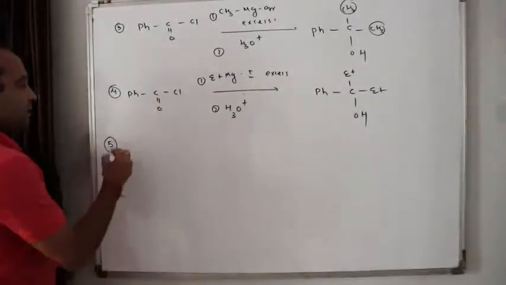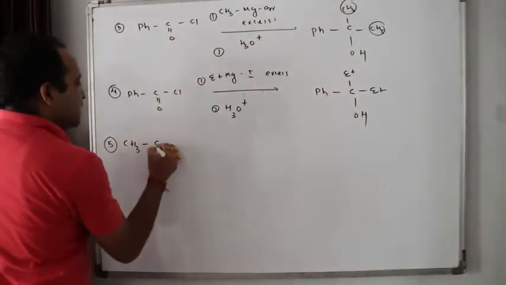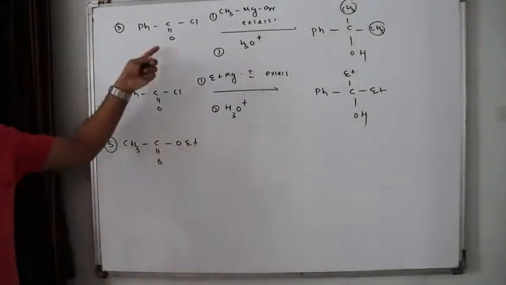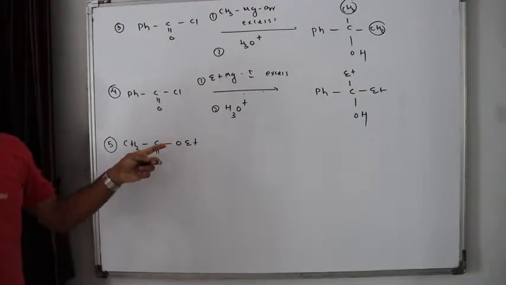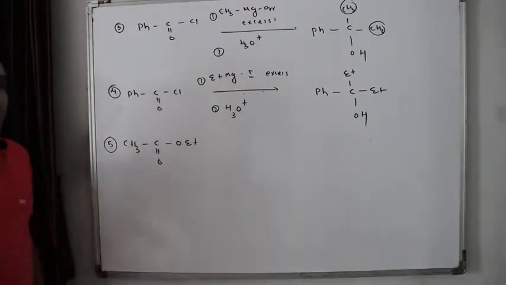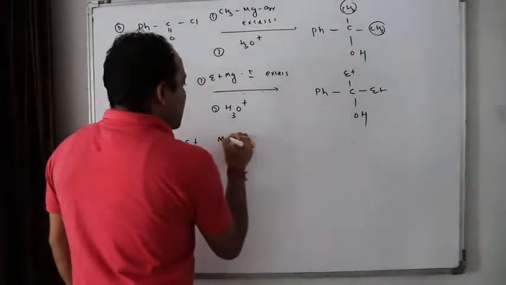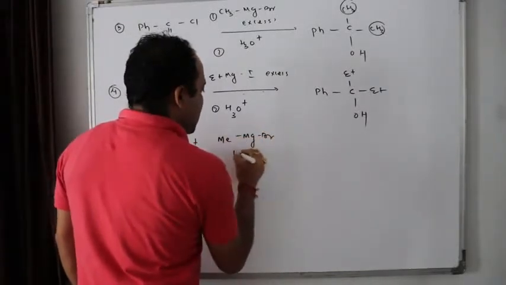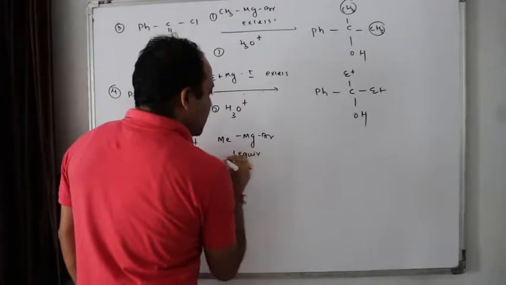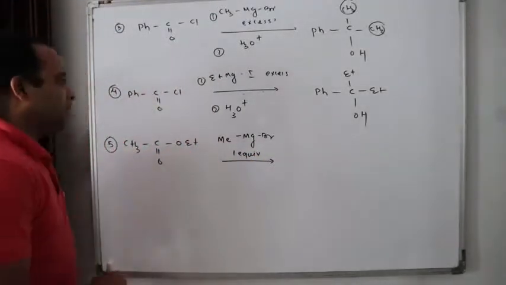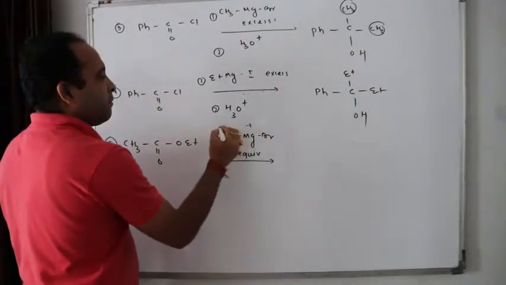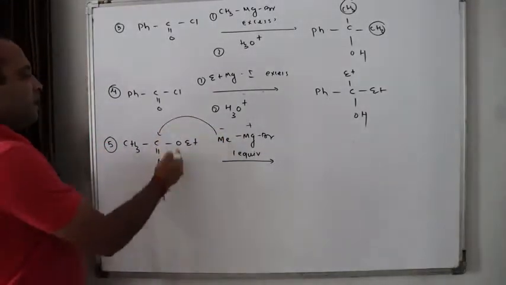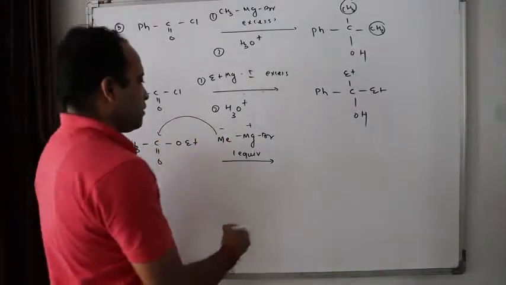Let me change the question. CH3C double bond O OEt. I was giving only acid halides. Now I gave you an ester. Now tell me what will happen if I make it react with MeMgBr, 1 equivalent. What will happen? See, you have forgotten, the minus will attack this plus, isn't it? When O minus goes back, this will be thrown out. So what will be formed here?